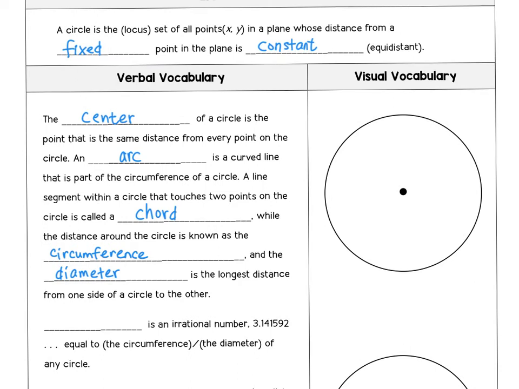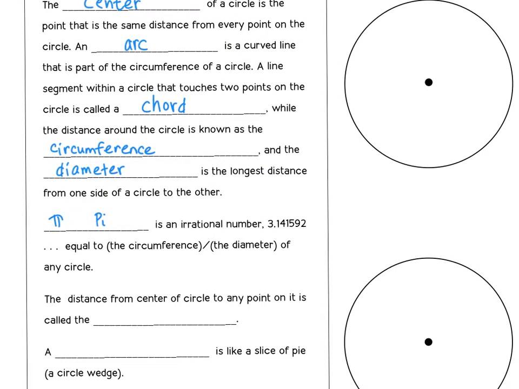Now, pi is an irrational number. Sometimes you see it as just pi, like that. 3.141592, it goes on forever. That is equal to the ratio of the circumference and the diameter of any circle. Now, the distance from the center of the circle to any point on the circle is the radius.